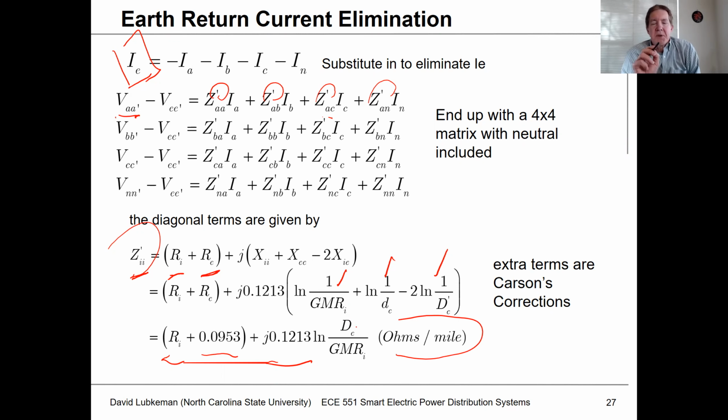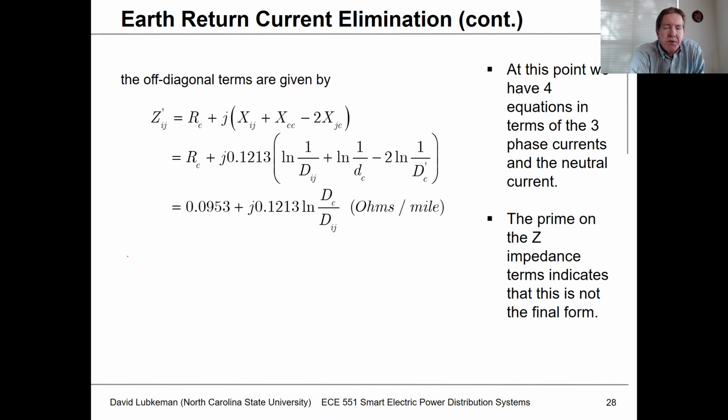So this is a modified expression that takes into account the earth return, takes into account Carson's corrections. This is one term that you're going to need. This is the diagonal term. And the off-diagonal term, this ZIJ prime, is going to be the earth resistance plus J times these terms added together, where if you substitute in the log terms, it gives us J.0953 plus J.123 times the natural log of DE over DIJ.